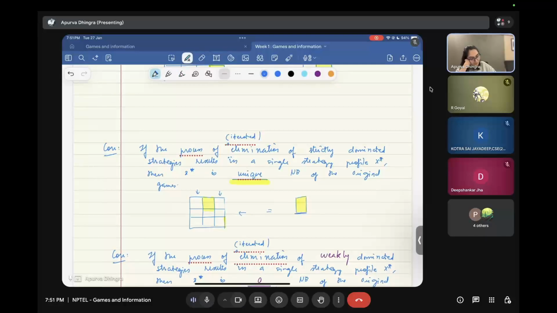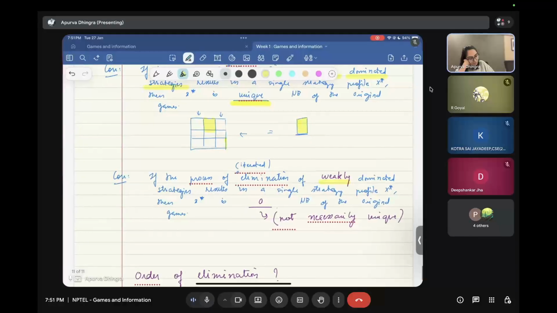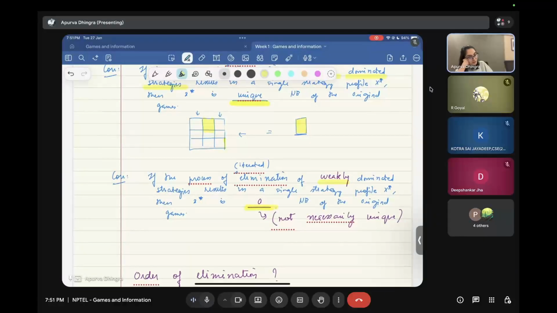This is specifically true if we are talking about removing strictly dominated strategies. But on the other hand, if instead of strictly dominated strategies we removed weakly dominated strategies, then we would get one equilibria from the many. There might be more, we don't know. We cannot say if that is the only one, because it would have removed a lot of things, and we saw that in the example.